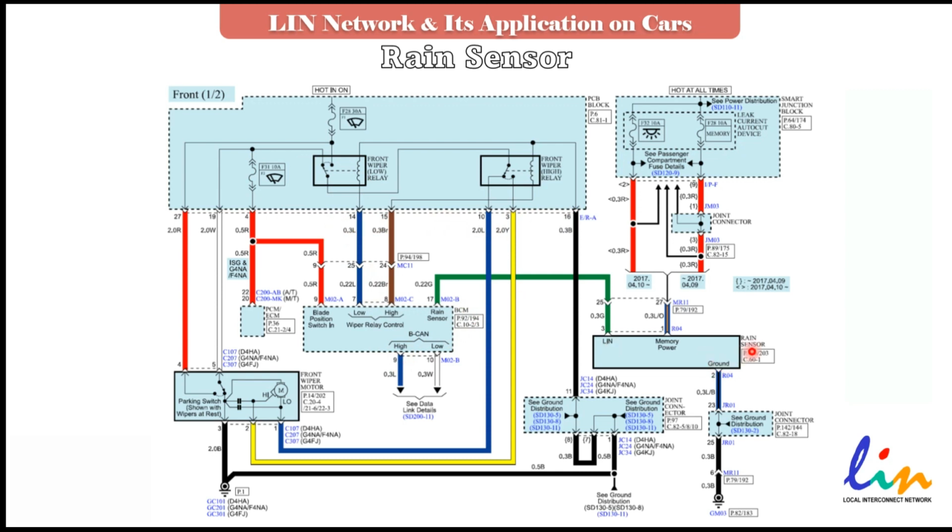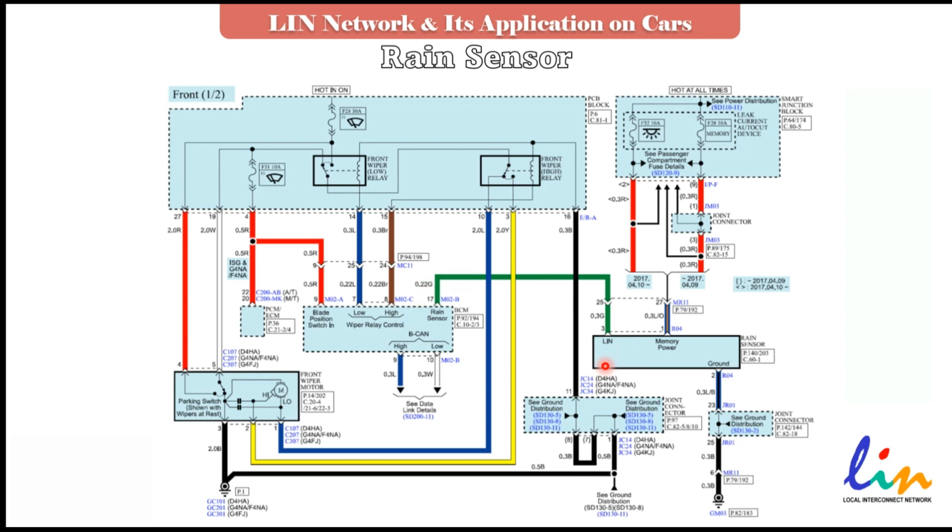But when you have the rain sensor, it means anytime you put the wiper switch on auto mode, what happens if you're driving and it starts raining? The rain sensor is going to detect that, and it will send the information back to the BCM to energize the wiper relays. But in this case, as you see, we have only LIN network.